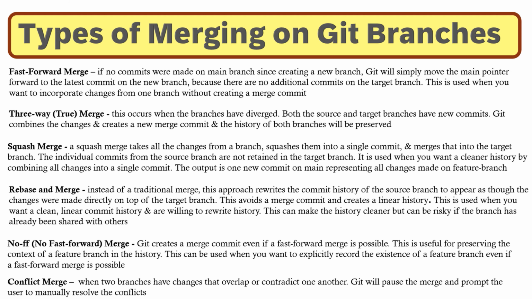Then there is a conflict merge, when two branches have changes that overlap, just like we have just seen in this video. And with this, Git will pause the merge and prompt the user to manually resolve the conflict, just like it asked us to resolve the conflict. And of course, you'd use this when the branches being merged have conflicting changes that need to be resolved manually.